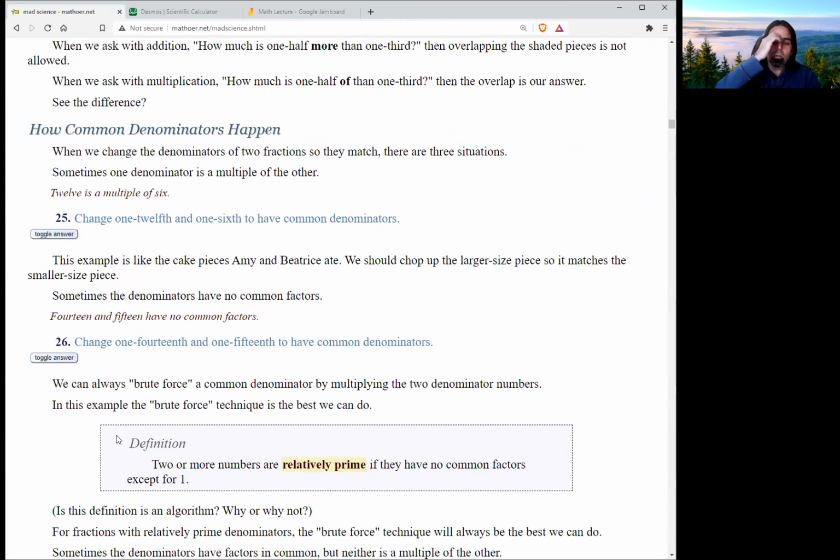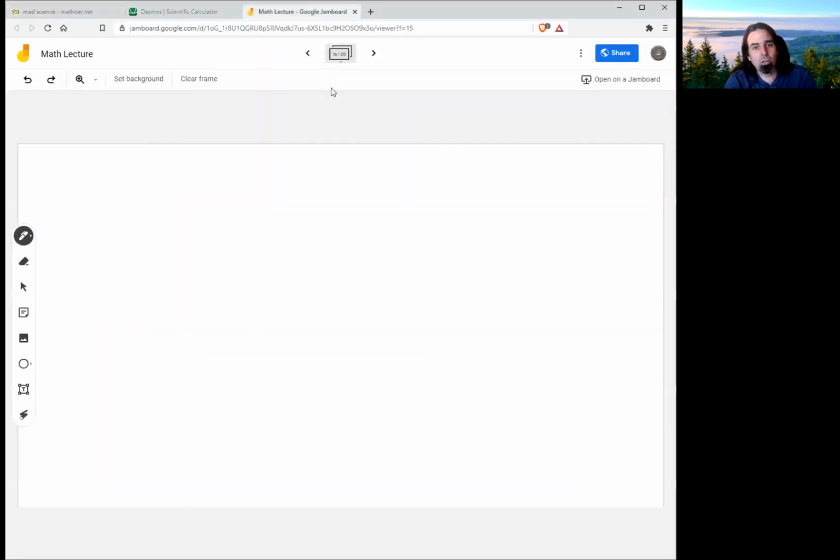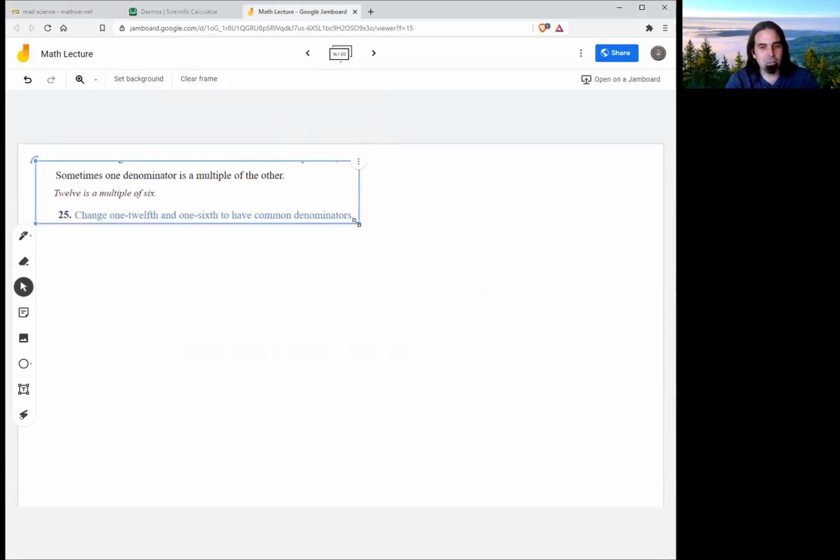Okay, so how do common denominators happen? There are three situations. Let's go over them. Just like we talked about different things that a percent symbol could be, and sometimes one was easier than the other, we want to be aware of the options so we can be lazy and pick the easy one.